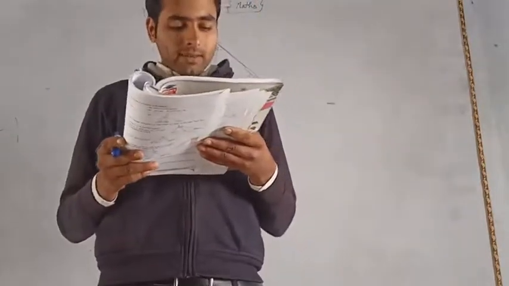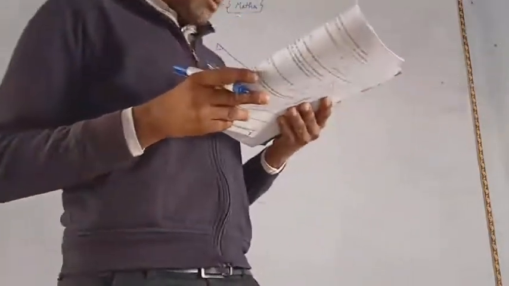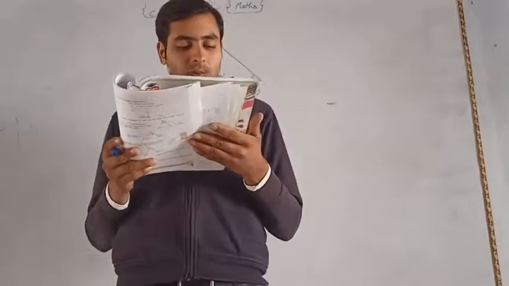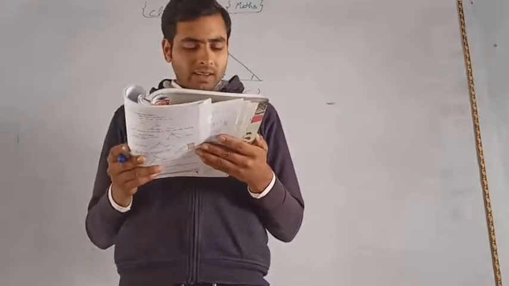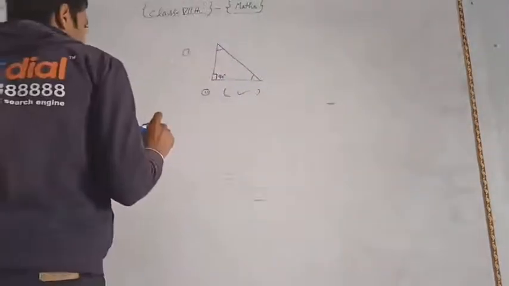Again, problem number 4: the least number of possible acute angles in a triangle is. So the least number of possible acute angles in a triangle is 1. One angle is also an acute angle.